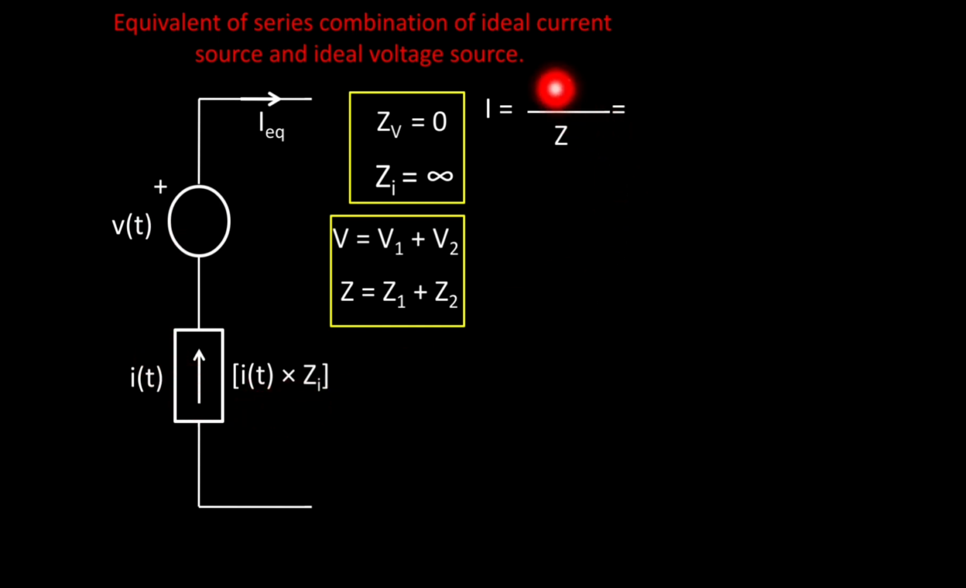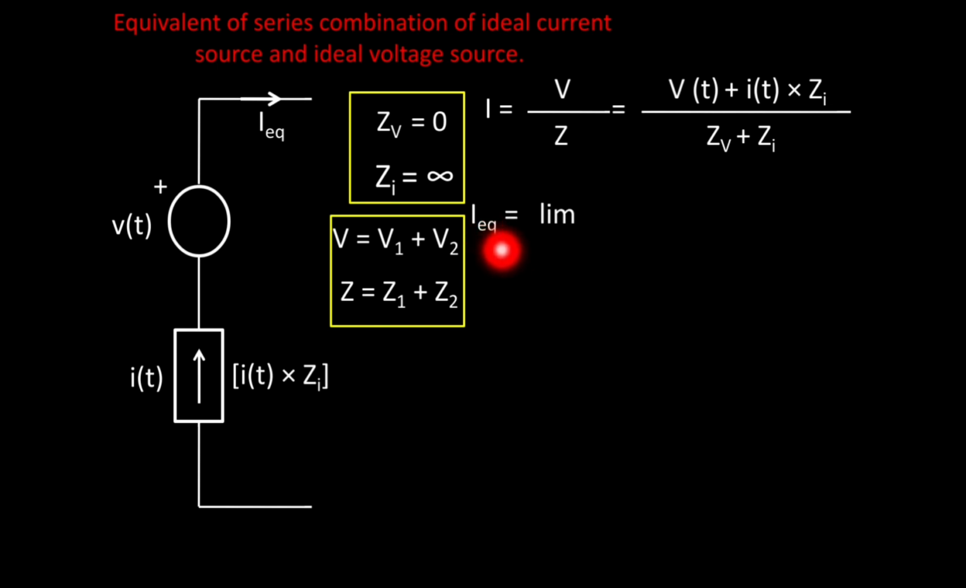We will put the summation of these two, V of t plus I of t into Zi, in the numerator. So we have total voltage V equal to V of t plus I of t into Zi, upon total impedance Z, which is ZV plus Zi. So we got the equation. Now we will put the limit. For the total or equivalent current IEQ, we know ZV is tending to 0 and Zi is tending to infinity.